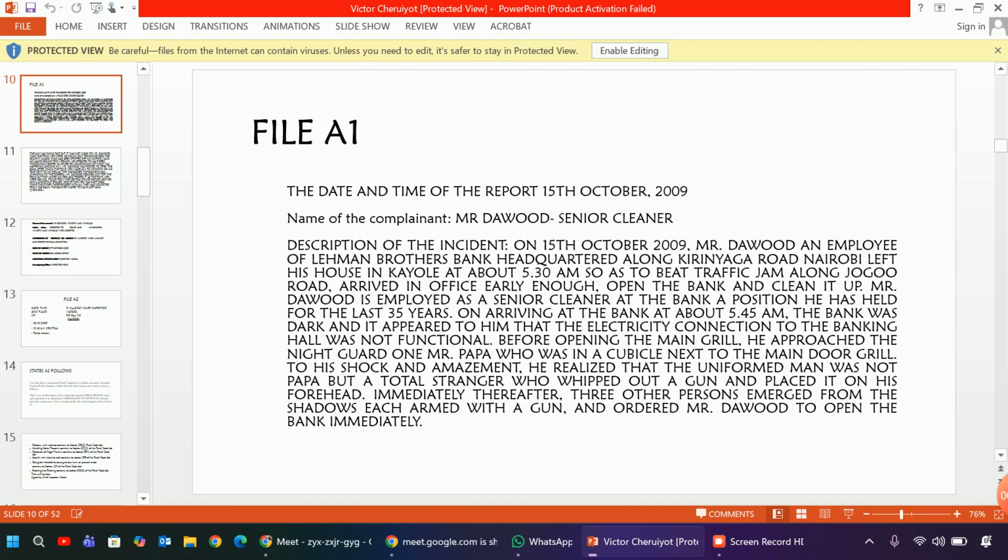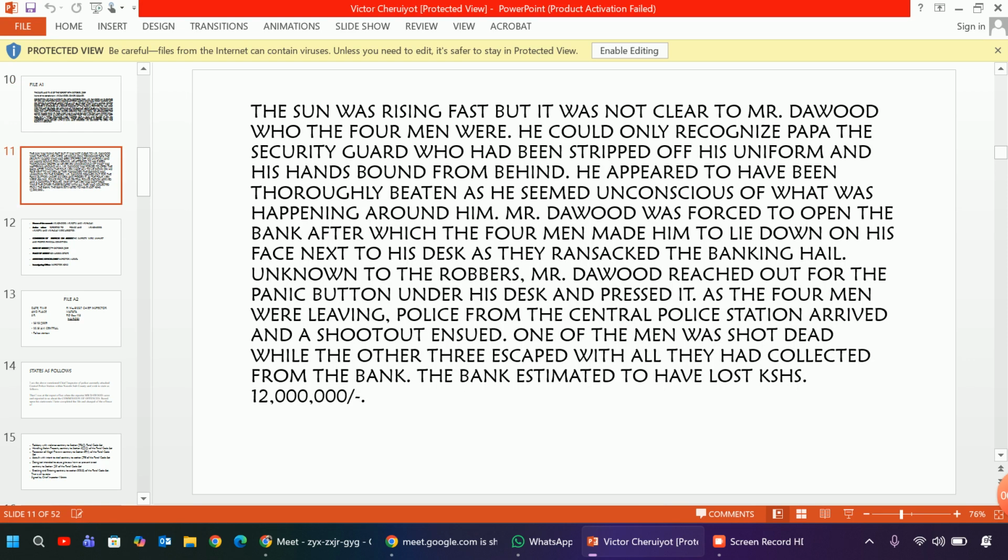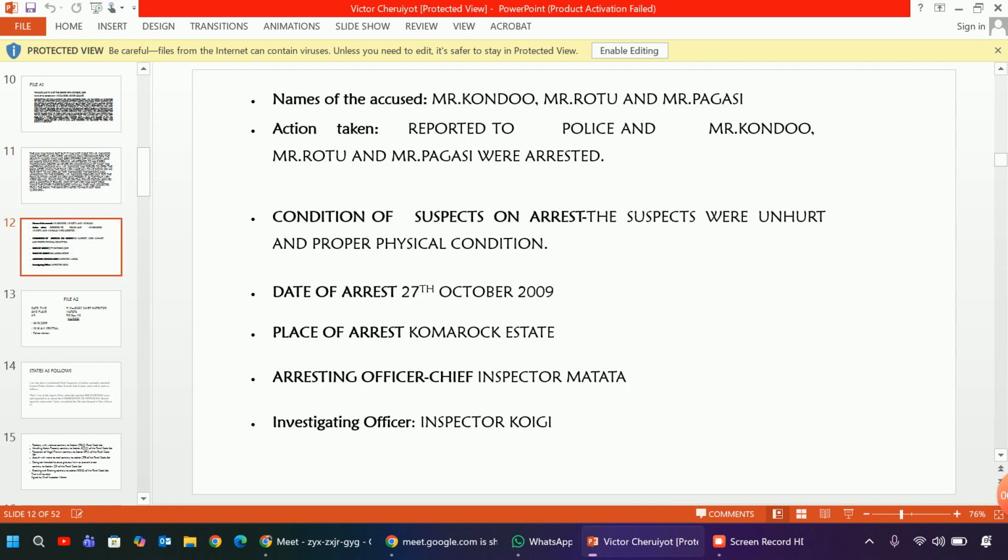So the officer will write the date, then time, then the name of the complainant, and the description of the incident. So the incident was on 15. The officer described all that incident the way you have just read, but in a summarized form. Then next, slide number 11. So 12. That's still the description of the incident.